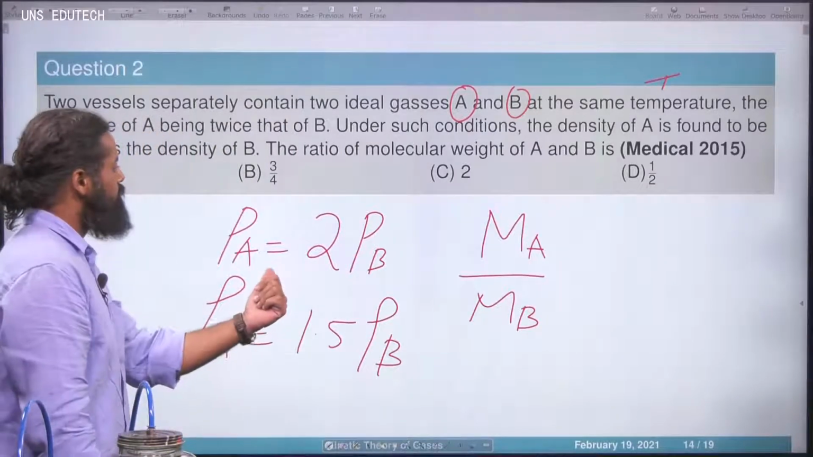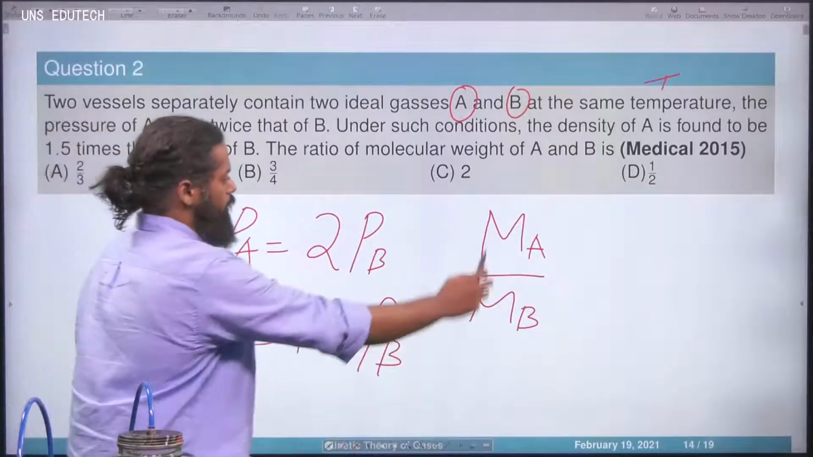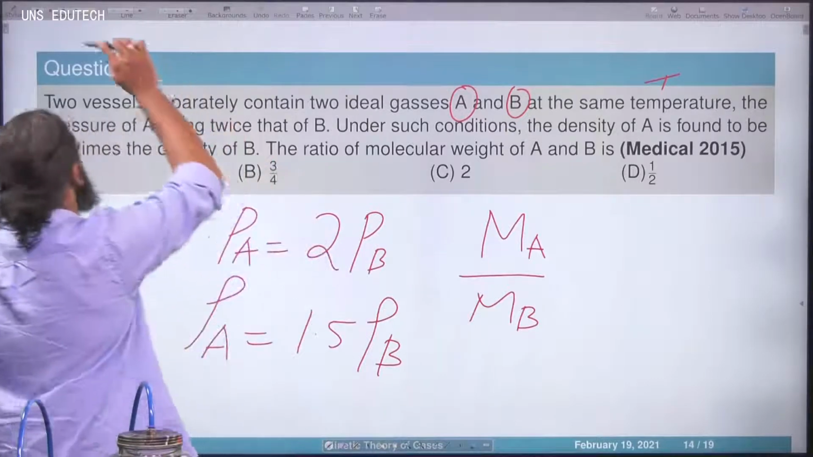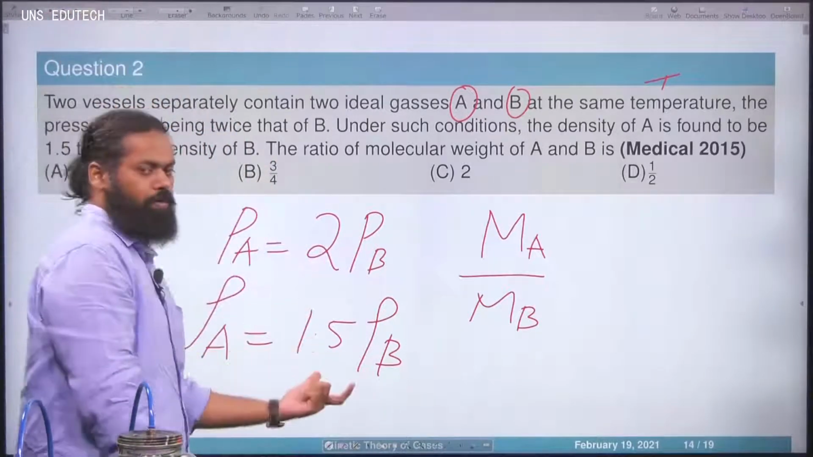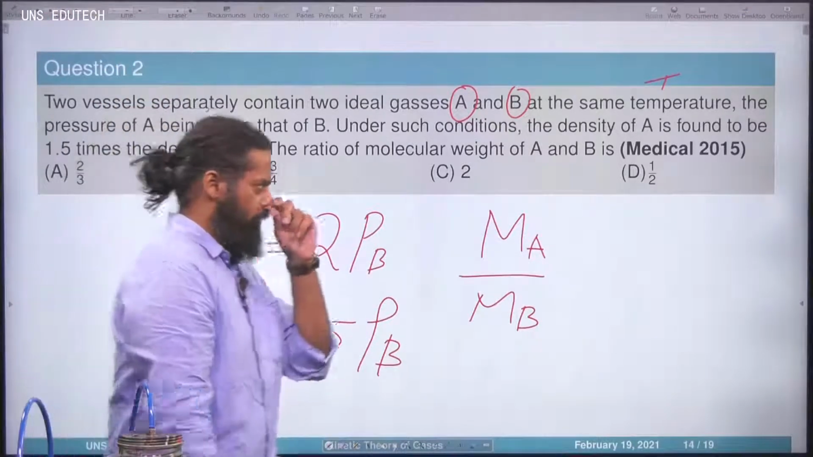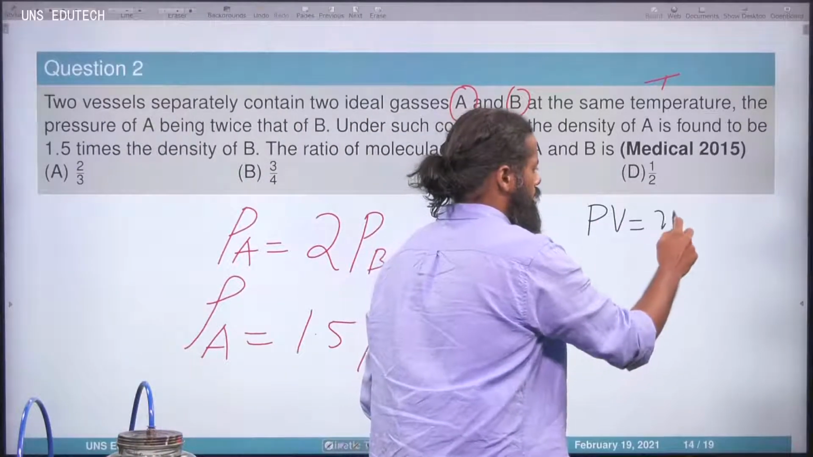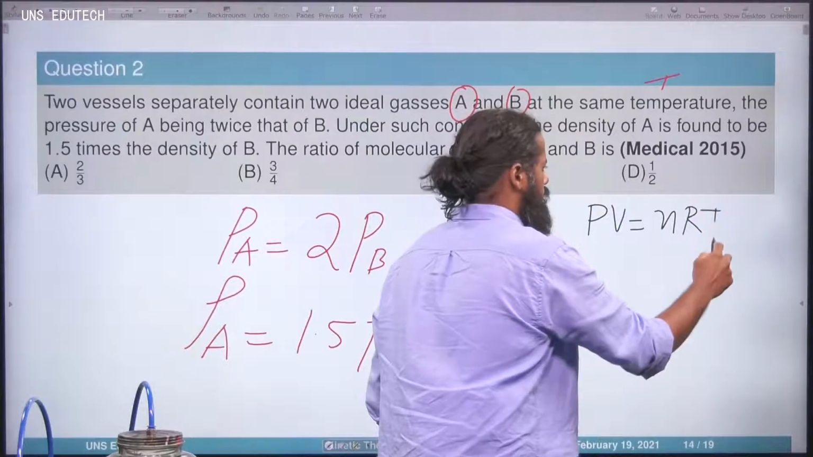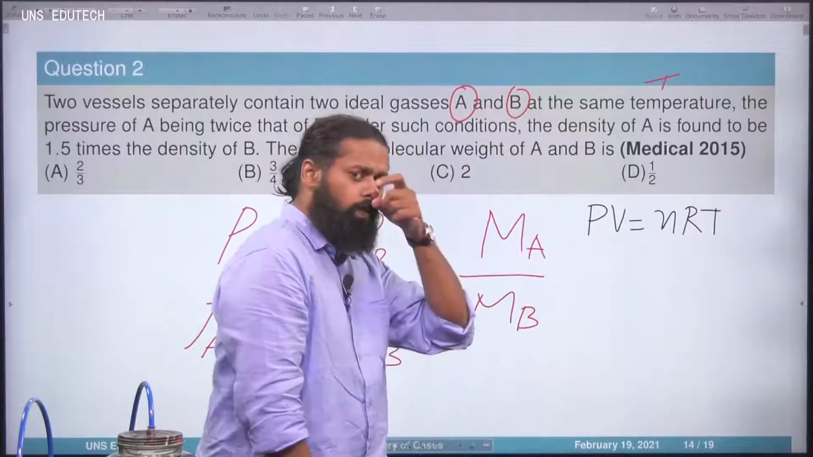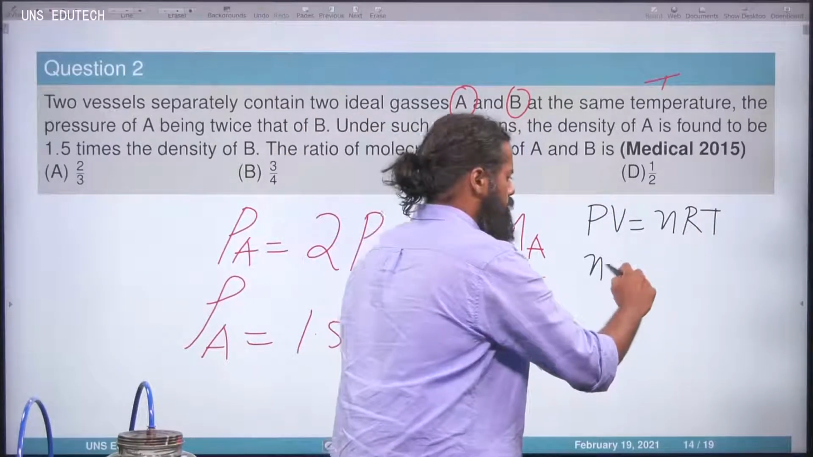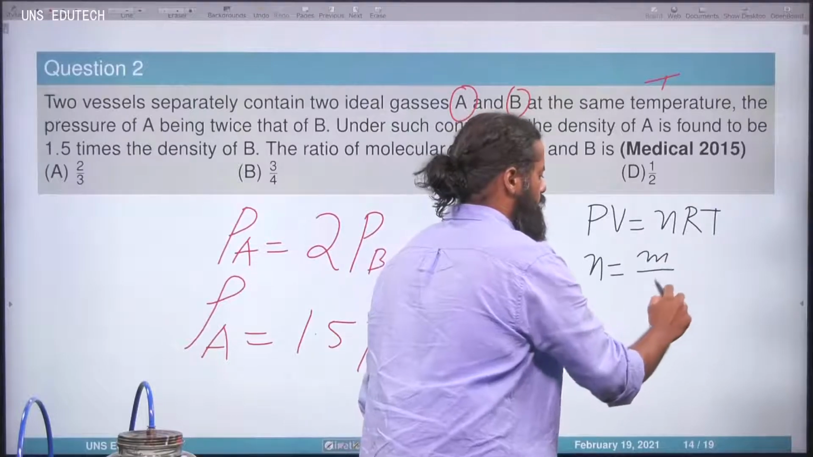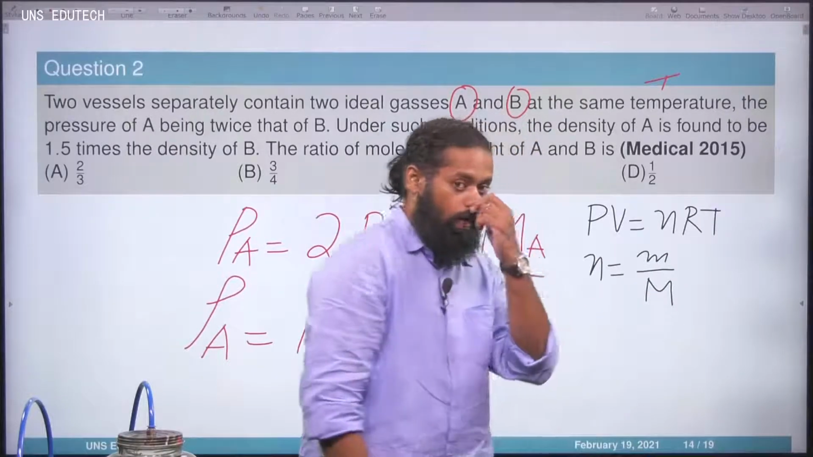Please look at this. So how to solve this? We have to find out this particular ratio. Here, these are the given quantities. Now we have to do a small formulation here. You already know the ideal gas equation is PV equals nRT. Now you already know that n is nothing but the mass of the species under consideration divided by the molecular mass of the system.